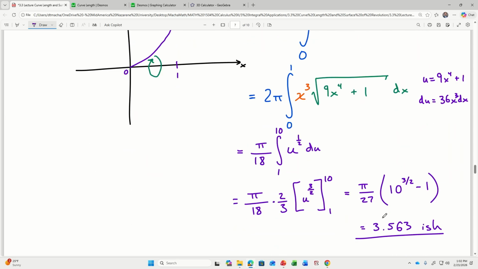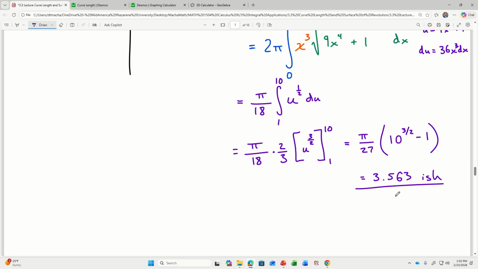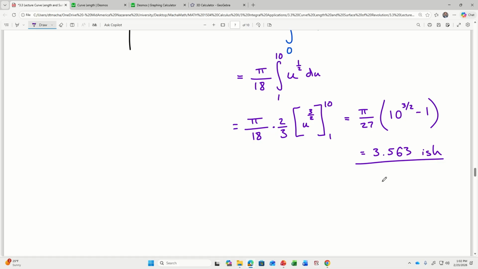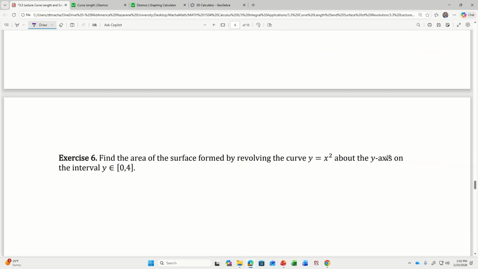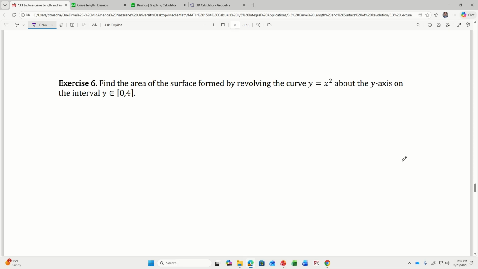If you don't make any obvious mistakes and your solution seems like it's correct, then you're good. You just don't want to have a negative answer or a super giant answer or a super tiny answer.